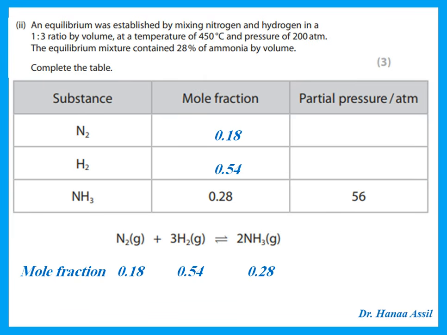Okay, then he wants the partial pressure of each one. How do we calculate the partial pressure of each one? It is the mole fraction times the pressure. He already gives me up there that the pressure is 280 atm. So the partial pressure for each one is its mole fraction times 200. So 0.18 times 200, 0.54 times 200, and so on. So this is completing the table.